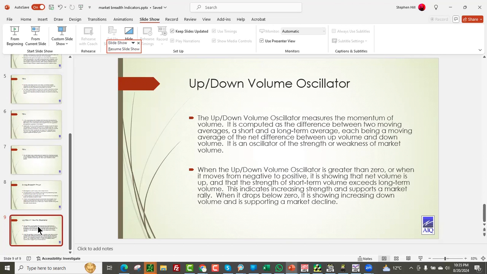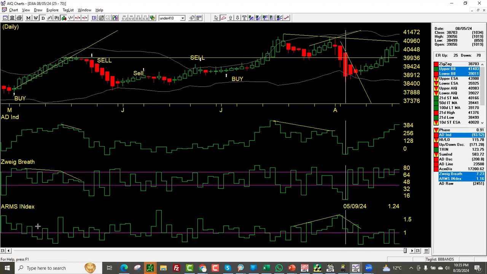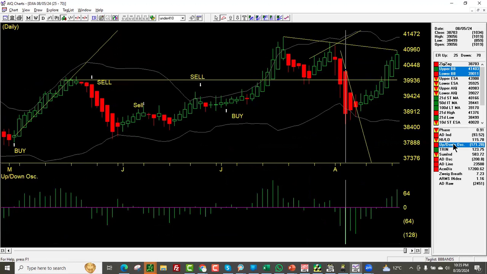So this is an indicator that is built into AIQ. So we have that in here. And let's just go back into my chart here. And it's called up-down oscillator. I don't know why we didn't put the volume, probably because it's got too many words to fit in the space in there. So again, oscillator crossover of the zero line is our key thing here.